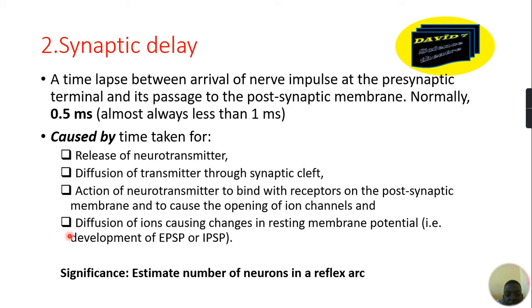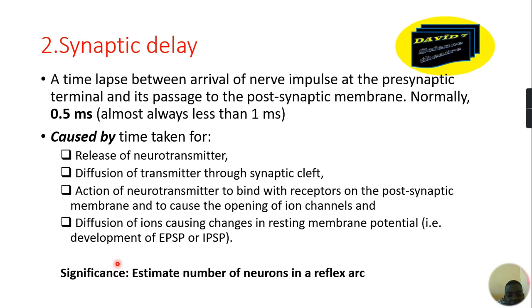And the fourth one is the time taken for diffusion of ions causing changes in resting membrane potential, i.e. developing the excitatory postsynaptic potential or inhibitory postsynaptic potential. So these four periods represent what is summated as 0.5 milliseconds, called synaptic delay.